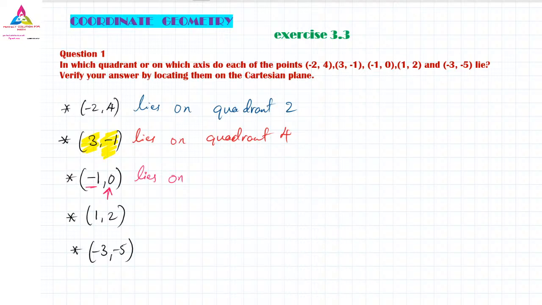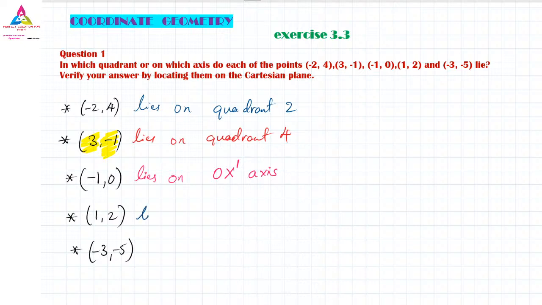So it lies on the x-axis, but it is not OX, it is OX dash, because we have negative 1. The x value is negative. So it is lying on the OX dash axis, not OX, because it is not positive, it is negative 1. Yes, very good, all of you. Then we will move on to the next one.